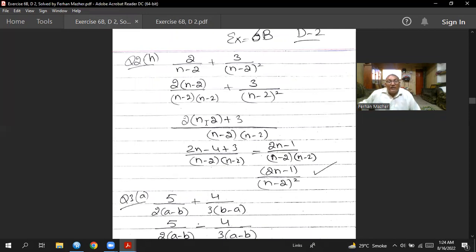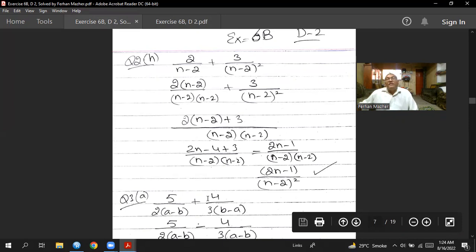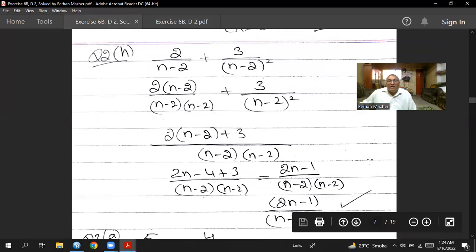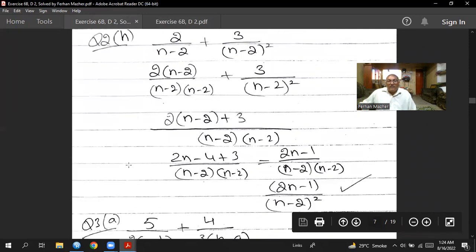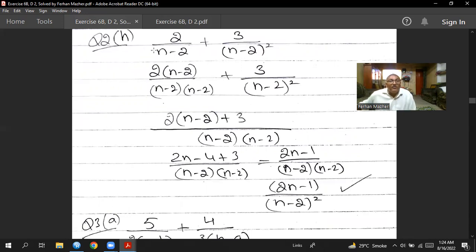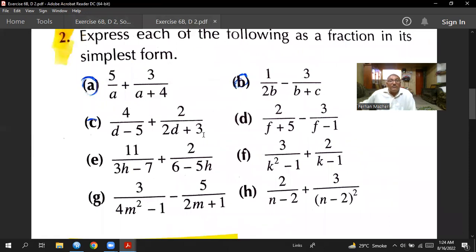So here you will have 2 upstairs. You will have 2 bracket n minus 2 bracket close plus 3. So you will have 2n minus 4 plus 3. So you will have 2n minus 1 divided by n minus 2 into n minus 2. So it will be n minus 1 whole square divided by n minus 2 whole square. So this is how you will do question number 2 and its H part. The whole question is showing up on your screen. You can pause the video and take your time. So that was question number 2 and its H part.